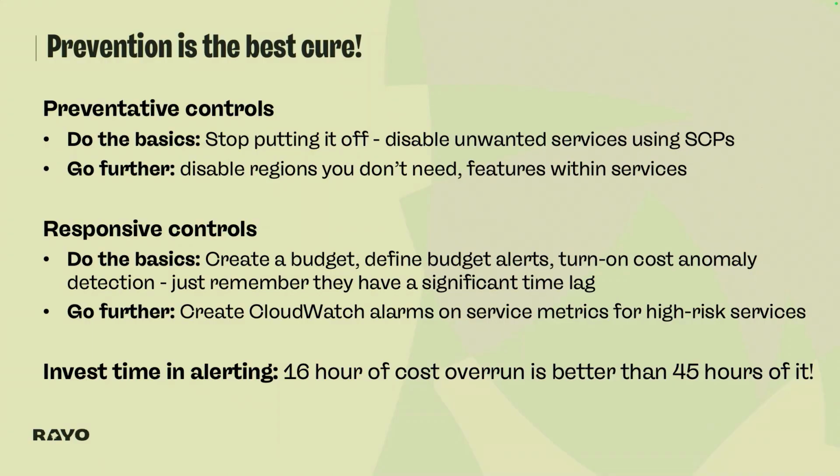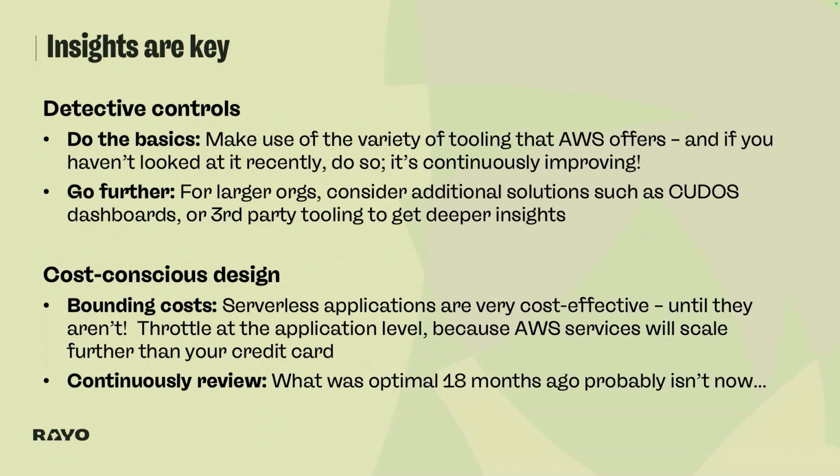So again, do the basics. Create a budget, create cost anomaly reports, turn it on. Remember, they just have a lag. And then for those key services that you've enabled, think about using CloudWatch metrics and how you can use that to report. And really invest time in alerting. So that's 16 hours of cost overrun is better than 45 hours. Ideally, 5 minutes of cost overrun is even better.